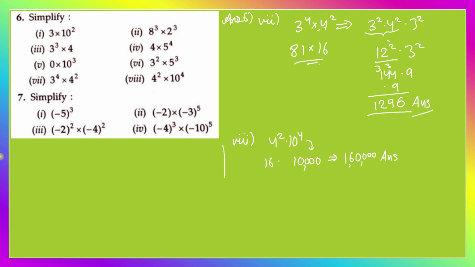Very easy. Now for the 7th part, this time you have to be careful. In this case, let me do the 3rd part.